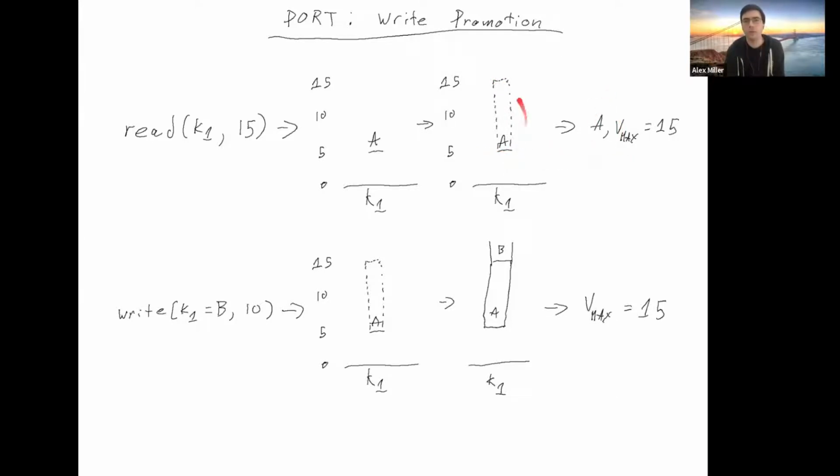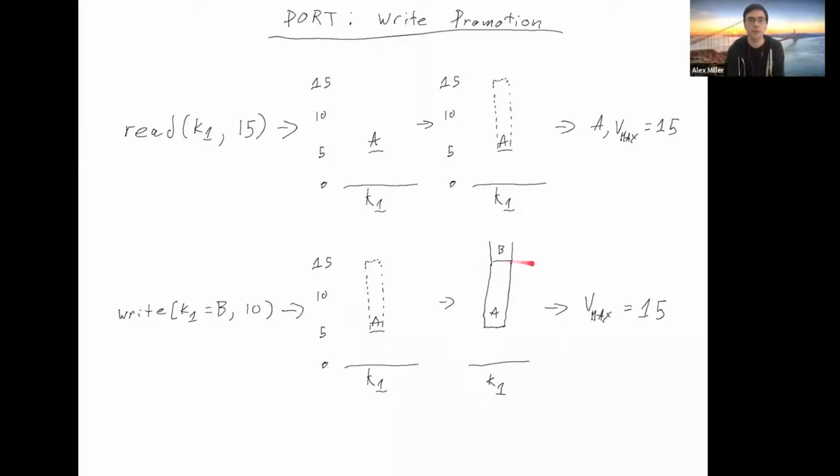So we record that a read happened, and we maintain the maximum version that we've seen for reads for every single key. And then if a write shows up, and the timestamp that the client gives us for the write is in the middle of something where we've already promised a read, then we basically promote that write, give it a higher version than what the client asked for.